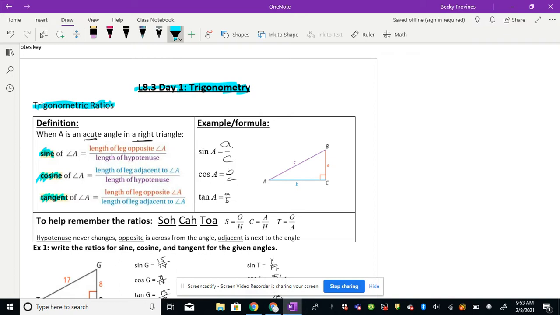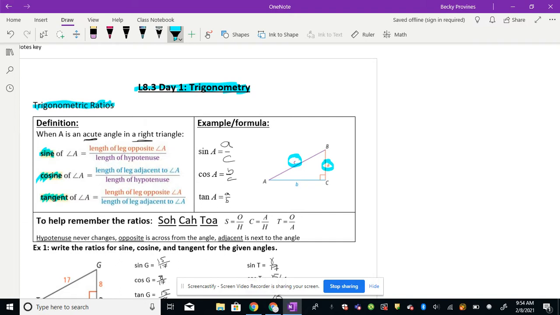it would be the length of the opposite leg over the hypotenuse. So the sine of A, opposite side of A, would be this side length BC, labeled little a, over the hypotenuse, which we know is going to be C because it's opposite the right angle. So opposite over hypotenuse, we would write the sine of A is a over c.